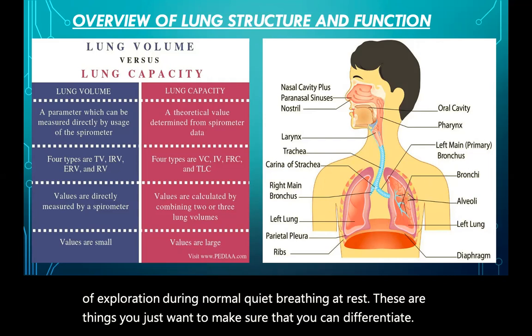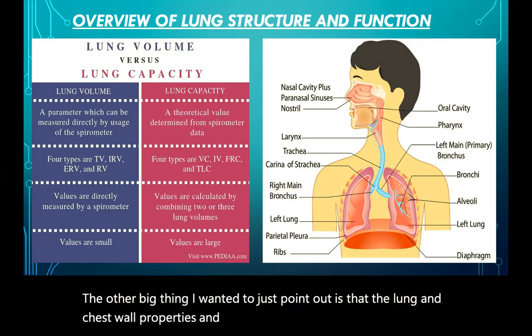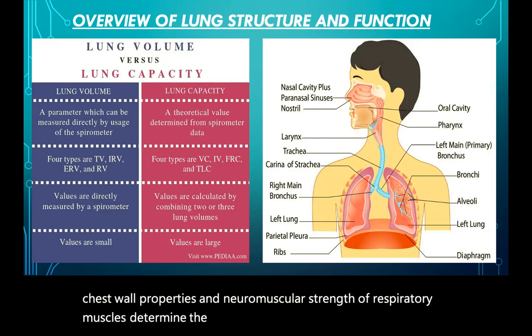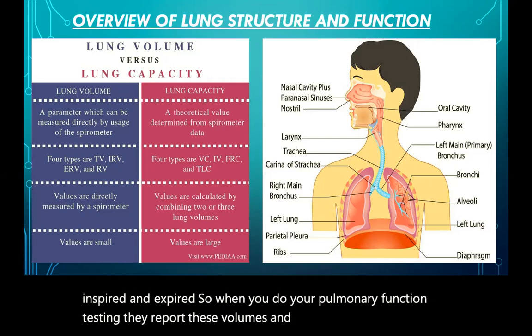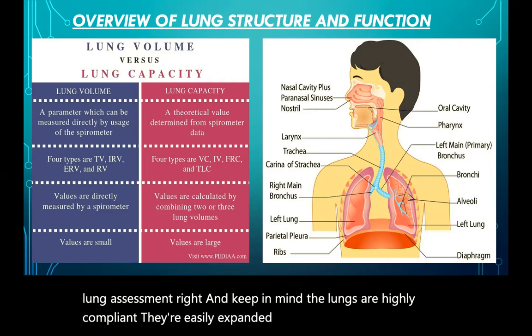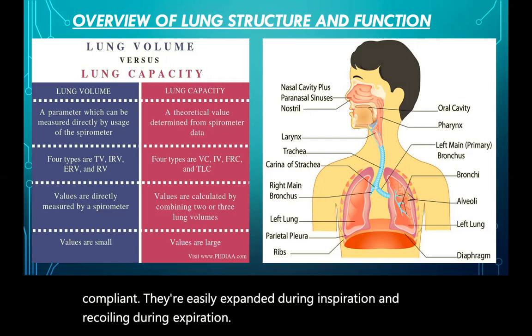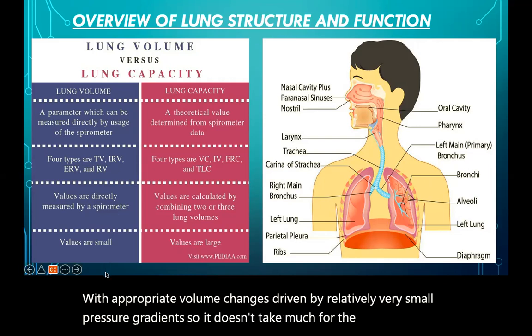The other big thing I wanted to just point out is that the lung and chest wall properties and neuromuscular strength of respiratory muscles determine the capacity for airflow and the volume inspired and expired. So when you do your pulmonary function testing, they report these volumes and capacities as part of your lung assessment. All right, and keep in mind, the lungs are highly compliant. They're easily expanded during inspiration and recoil during expiration, with appropriate volume changes driven by relatively very small pressure gradients. So it doesn't take much for the numbers to change.